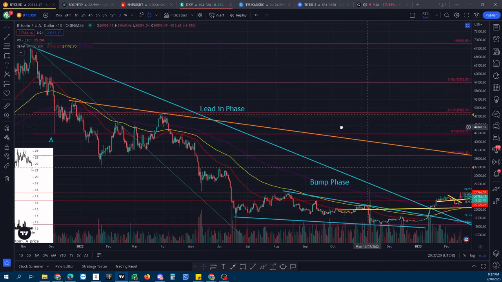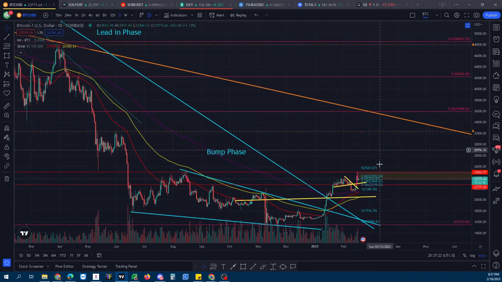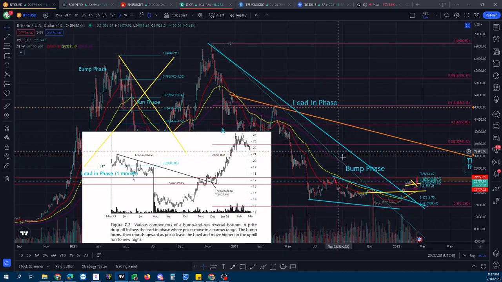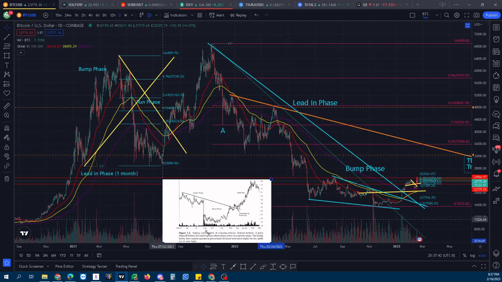Right now we're in the bump phase. This bump phase takes up this whole area. You want to know why it's happening? We had a big, fast drop, and now we have to accumulate. This is all accumulation. And now we have to refill back up to 30K, possibly 35 or 36K, worst case. Why?